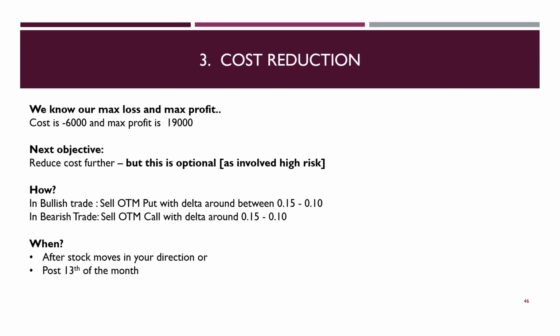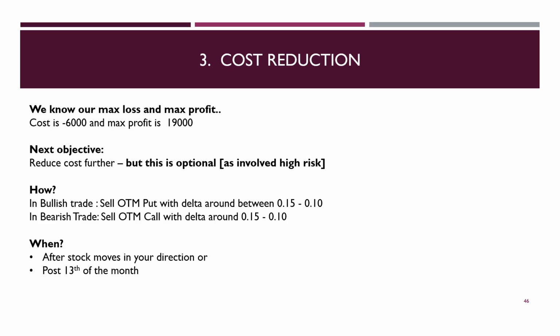Okay, now we have already sold FAR OTM call. If we want to reduce the cost further, we can sell FAR OTM put also. Now this leg is optional as it involves higher risk. So if you are comfortable with this or post some experience, you can use this. But in this leg, what we have to do is, if you are in bullish trade, you have to sell FAR OTM put with delta less than 0.15, and if you are in bearish trade, you have to sell FAR OTM call with delta less than 0.15.